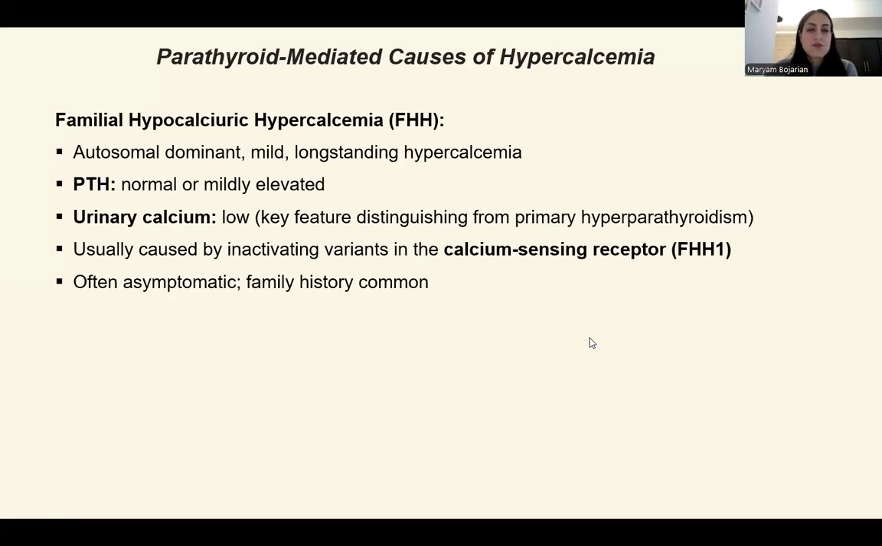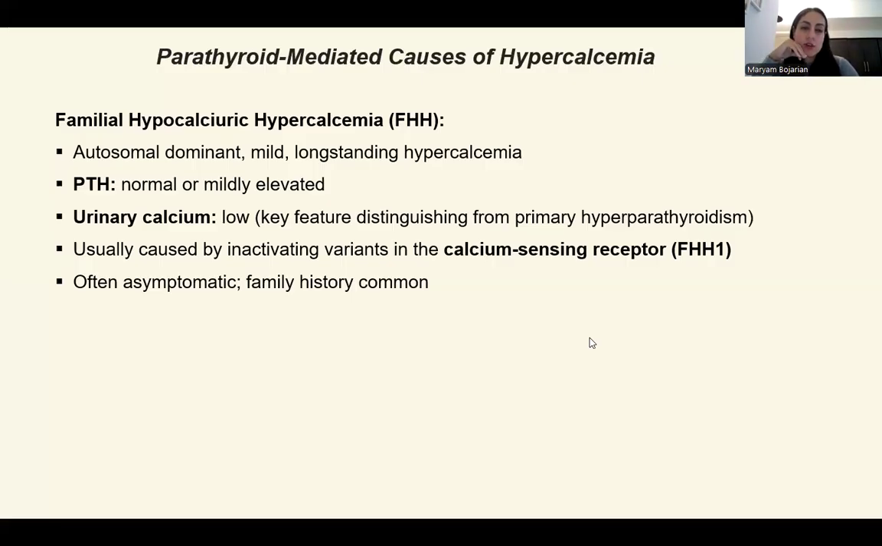Just imagine if you send your patient with familial hypocalciuric hypercalcemia to the OR for surgery, it is going to be a disaster. So it is really important to differentiate FHH from primary hyperparathyroidism. Basically, FHH is autosomal dominant. The patient has long-standing and mild hypercalcemia. It is important to understand that the PTH is usually normal or mildly elevated, and urinary calcium is going to be low.